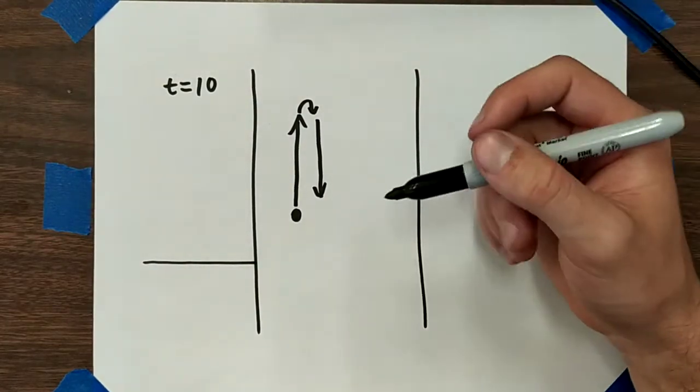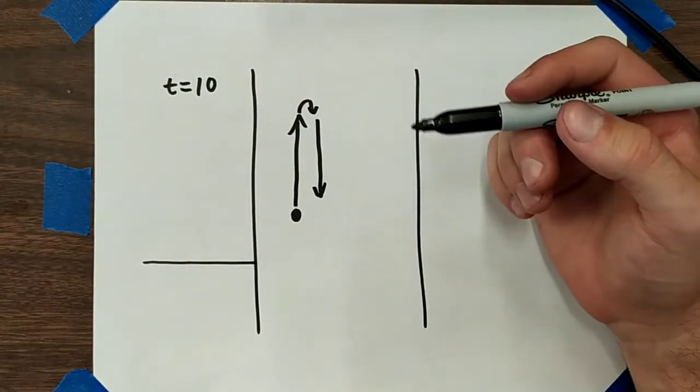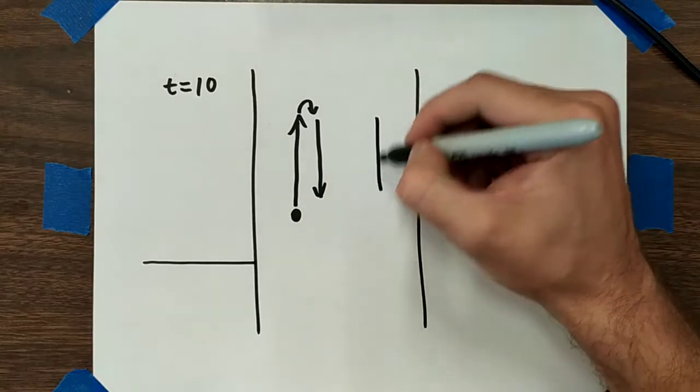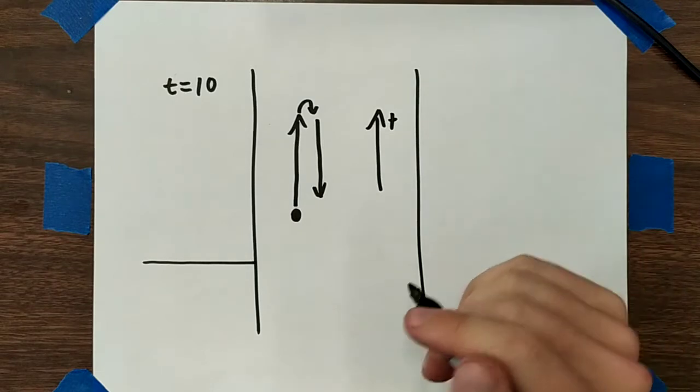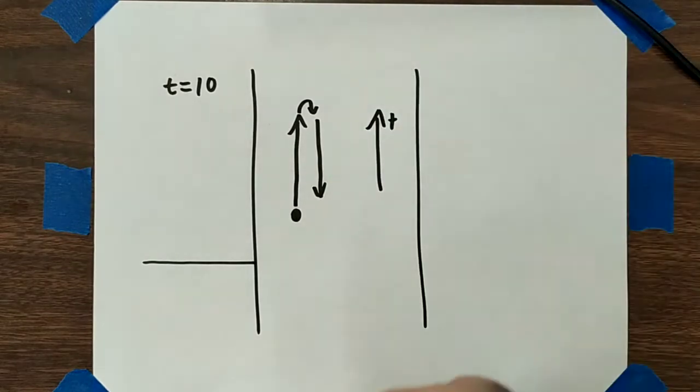For a problem like this, we need to have a direction that we're going to call positive. I'm just going to call north positive. So I'll say that this is the positive direction. So anything pointed north, I'll call positive. Anything pointed south, I'll call negative.